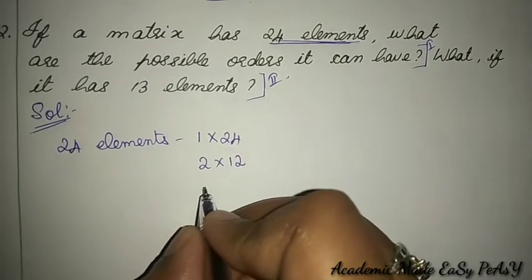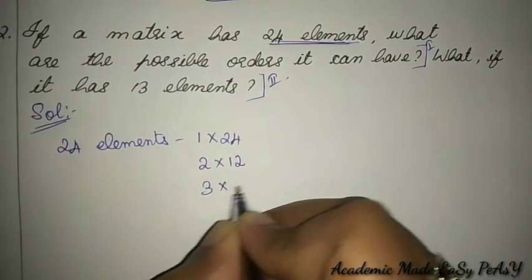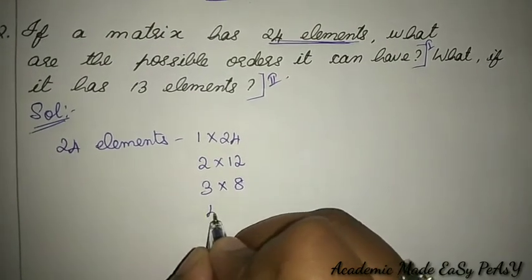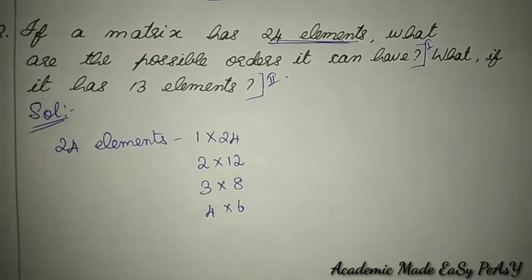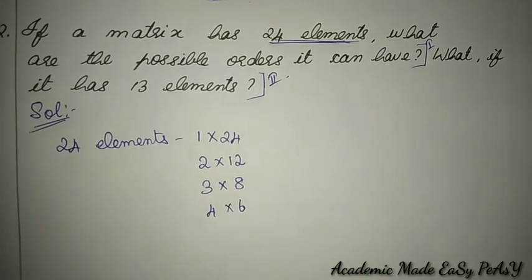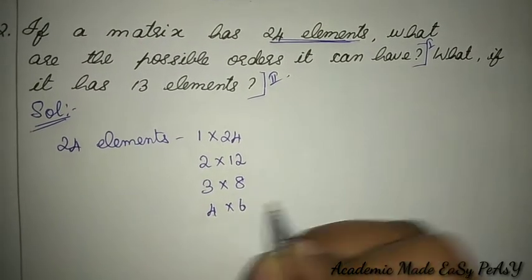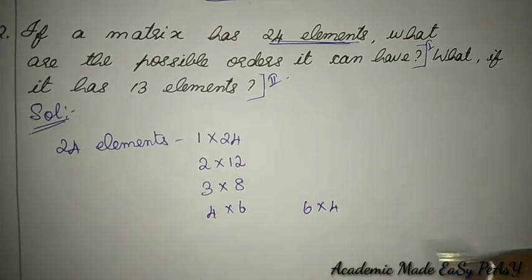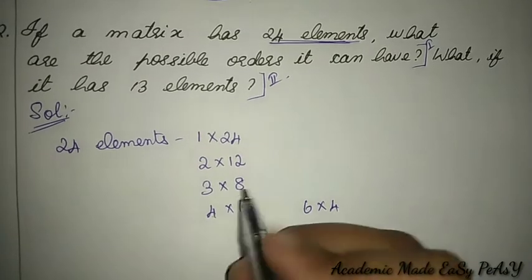Then we'll move on to third table. 3 into 8 is 24. Next, if we move on to fourth table, 4 into 6 is 24. No 24 in fifth table. Sixth table we have, so correspondingly I will just write 6 into 4. 6 4s are 24. 4 6 are also 24 only.